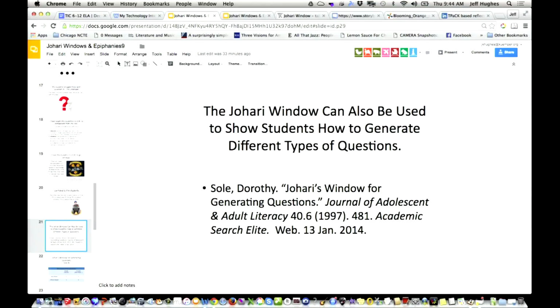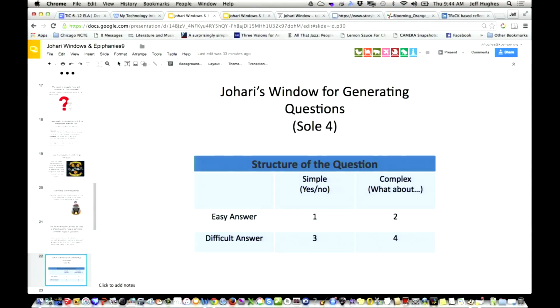Dorothy Soule has an article in the Journal of Adolescent and Adult Literacy, and she demonstrates that Johari Windows can be used to show students how to generate different types of questions. For example, we can look at quadrant 1. This is an easy question with a simple yes or no response. Quadrant 2 is an easy answer, but it's more complex. Quadrant 3 is difficult to answer, but it has a simple yes or no. And quadrant 4 is a question that's difficult to answer, and it's also complex.